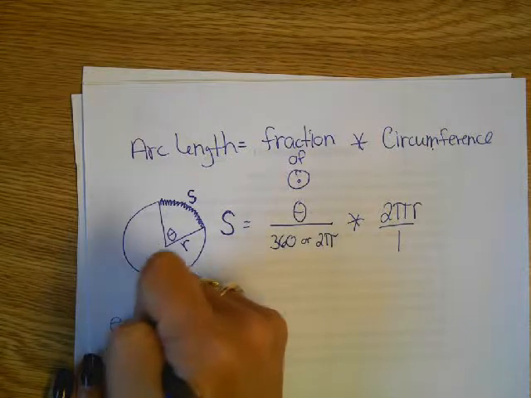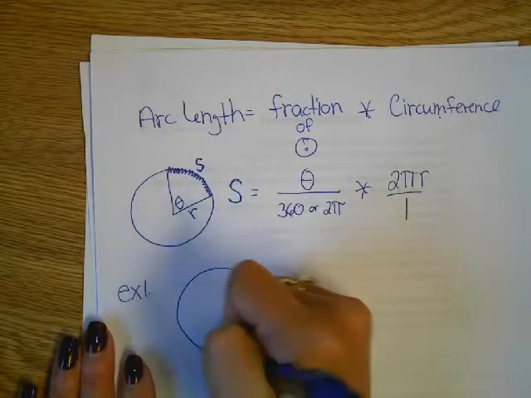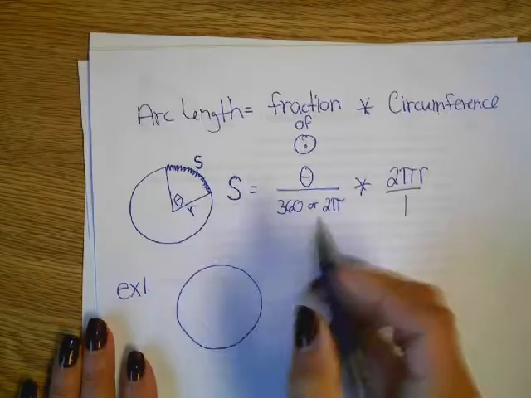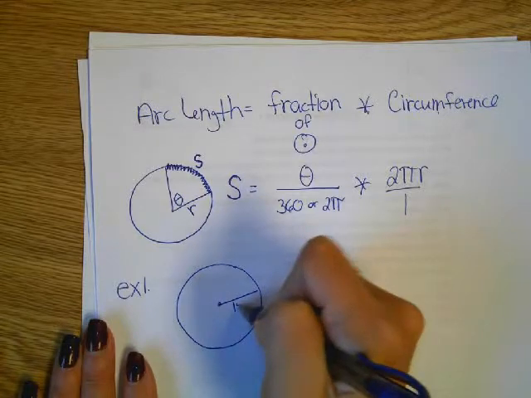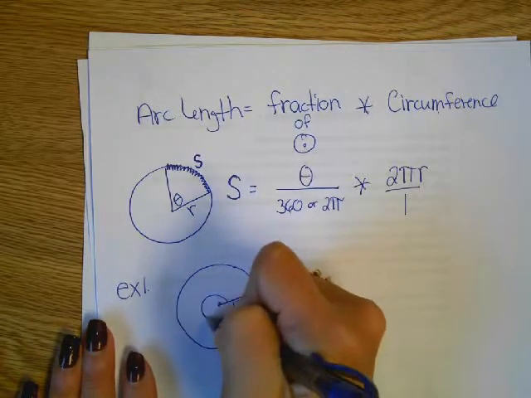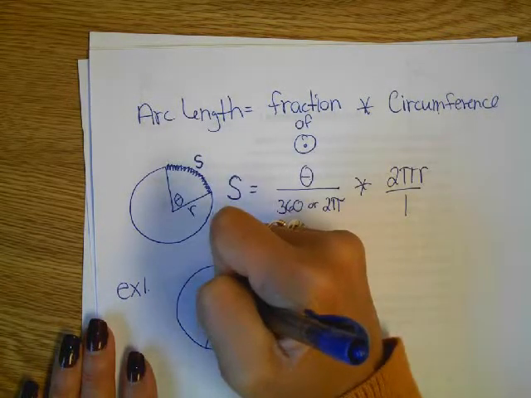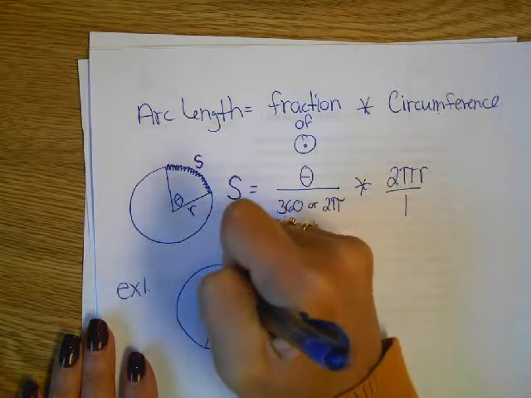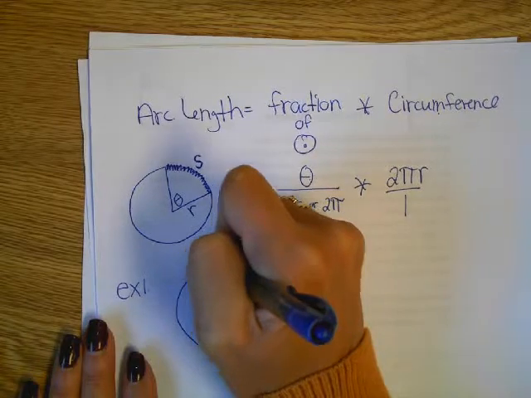Number one. Got a circle, radius 15.7, an angle measure of 218 degrees, asking you to find the arc length.